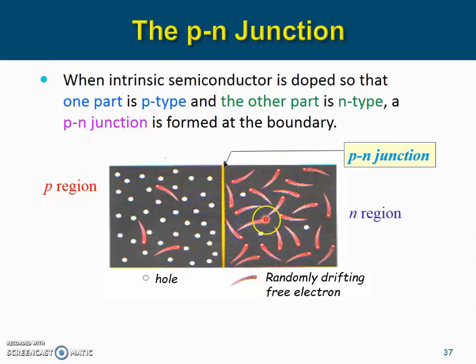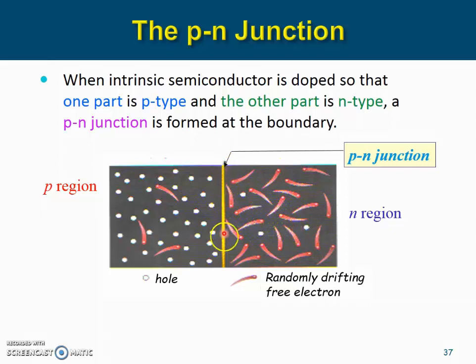In the n region, we dope it with pentavalent impurities that give a lot of free electrons. These free electrons randomly drift in the n region when there is no external supply connected across this piece of semiconductor. There are a few holes in the n region too. They're the minority charge carriers. They are generated thermally too.